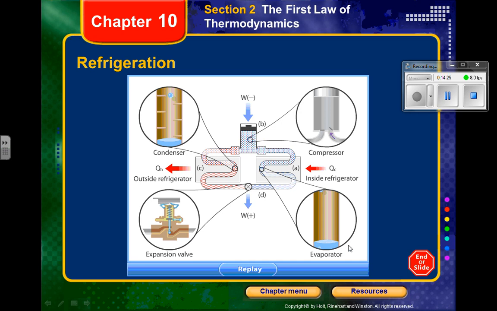And there you go. Now you know how to be a refrigerator repairman. That's it for today. Tune back in next time for more adventures in Chapter 10.